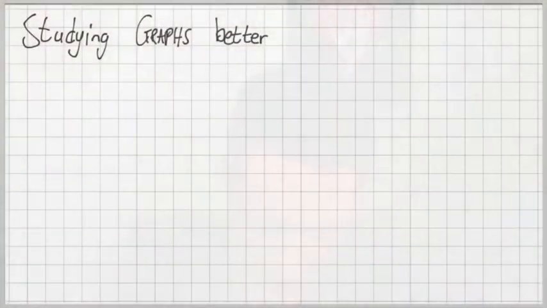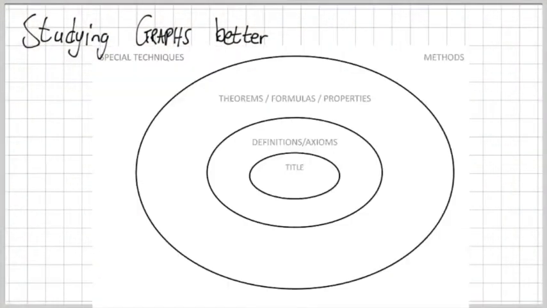Now, my summary page that I developed looks like this. In the middle, you've got the title. Moving outside of that, you've got definitions. In other words, what makes something what it is.